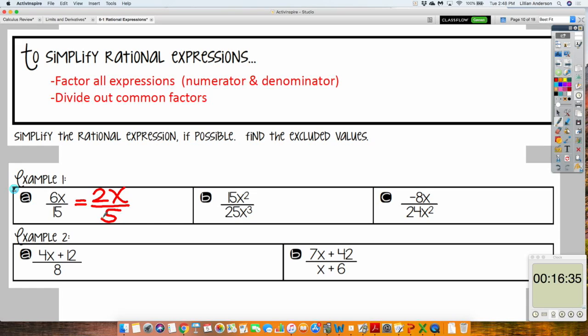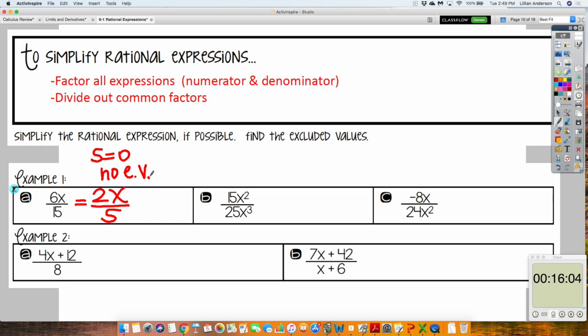Now, does this one have any excluded values? Is there going to be anything that's going to make the denominator 0? Well, you can't, because technically, with a fraction, you can't have 0 in the denominator. And when we said 5 equal to 0, that's not possible. So in this case, there's no excluded values because there's not going to be anything that we could plug in for x that's going to make it undefined. All right?